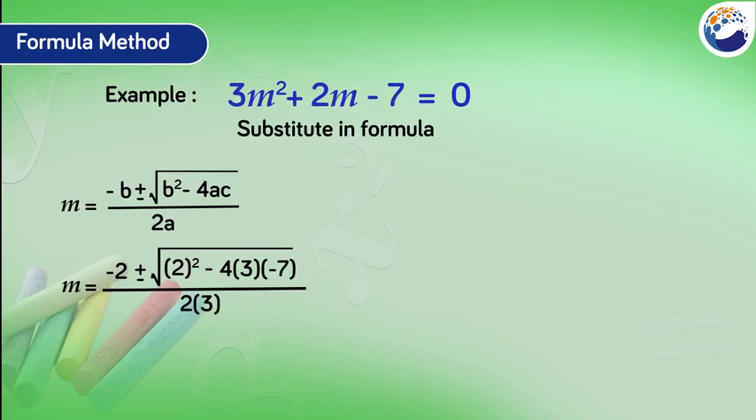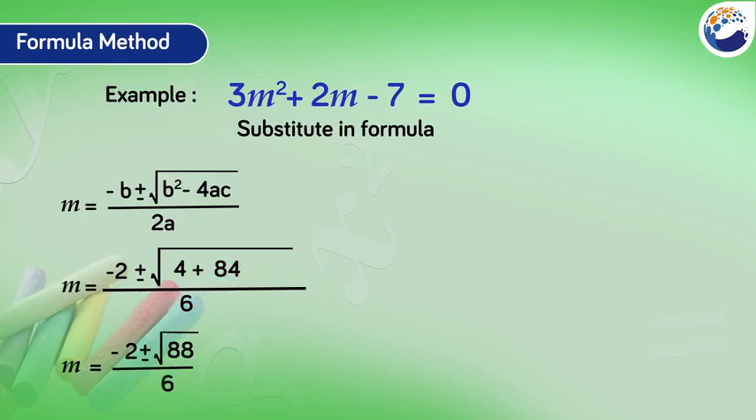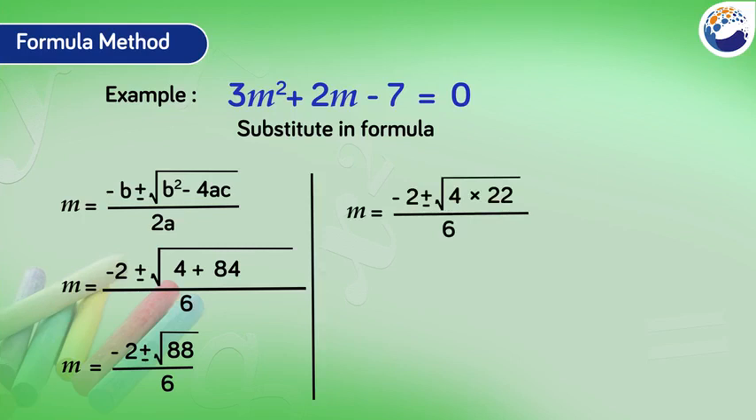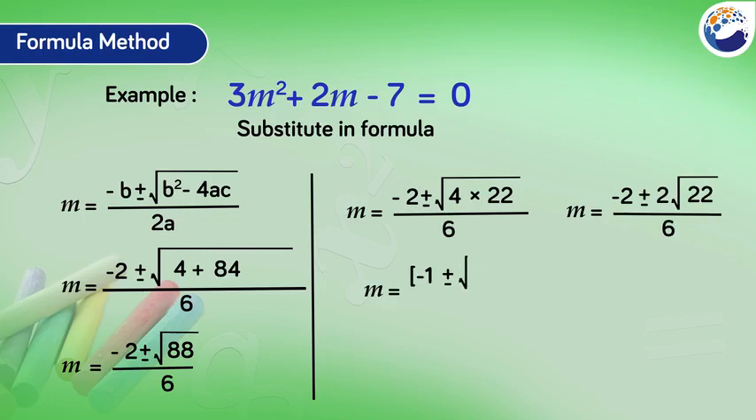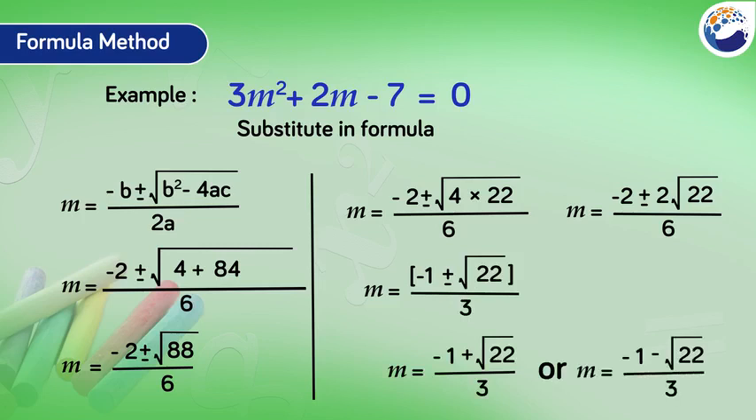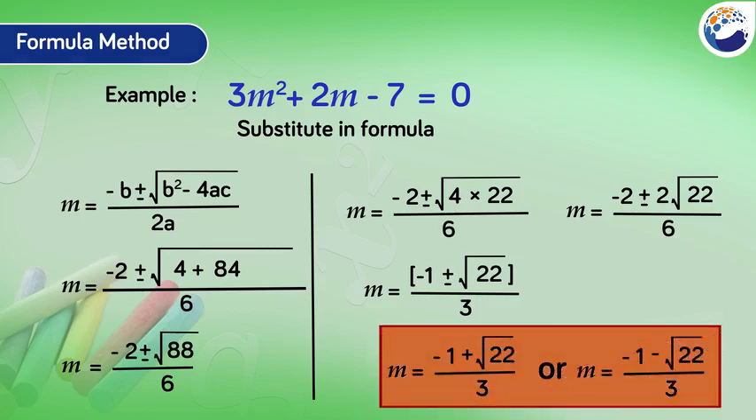m = (-2 ± √(4 + 84)) / 6. m = (-2 ± √88) / 6. m = (-2 ± √(4 × 22)) / 6. m = (-2 ± 2√22) / 6. m = (-1 ± √22) / 3. m = (-1 + √22) / 3, or m = (-1 - √22) / 3. Solve these for practice.